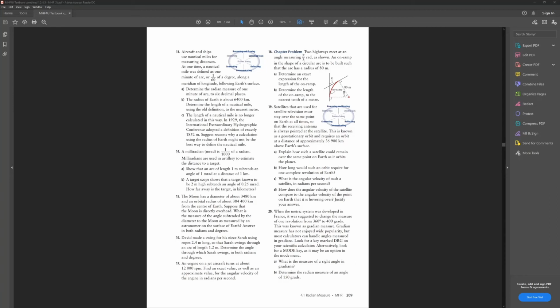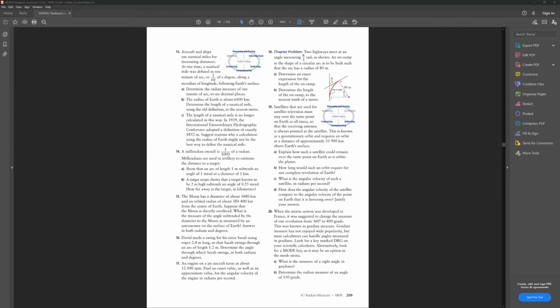Now for the next question, we get 16. So 16 says the following. David made a swing for his niece Sarah using ropes 2.4 meters long, so that Sarah swings through the arc of length 1.2 meters. Determine the angle for which Sarah swings in both radians and degrees.